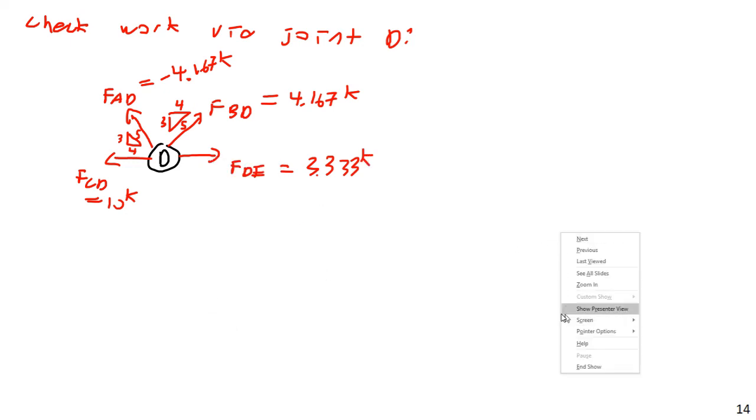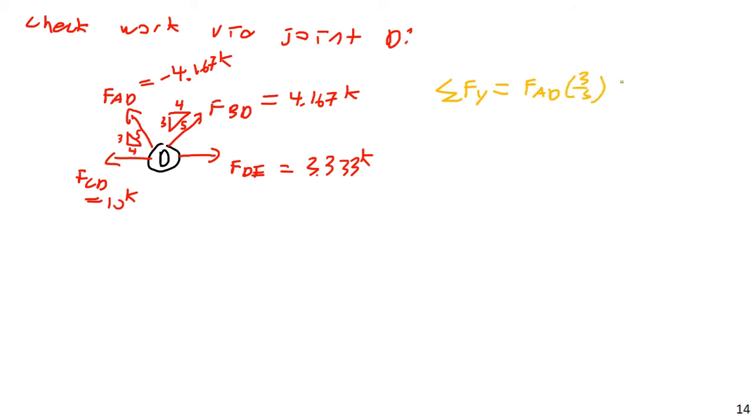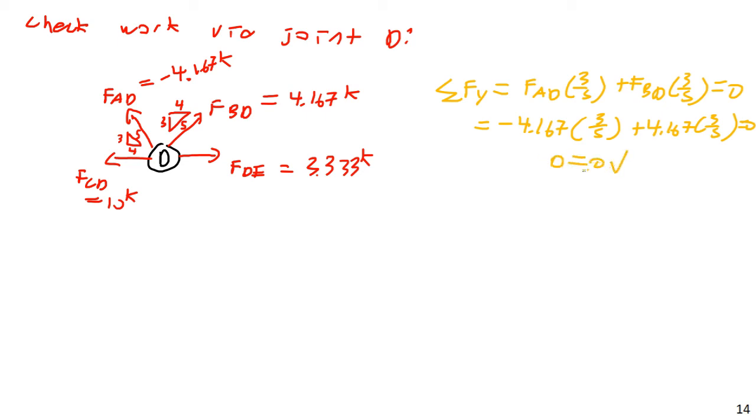Okay, so I'll keep using orange to be consistent. I'll first do a sum of forces in the vertical direction, because I think that's going to be a little simpler. I could write out FAD times 3 over 5 plus FBD times 3 over 5, and this should equal 0. If I substitute in my known values, this would be negative 4.167 times 3 over 5, plus the positive 4.167 times 3 over 5, equals 0. It's the same thing, equal and opposite, so this will clearly come to 0 equals 0.